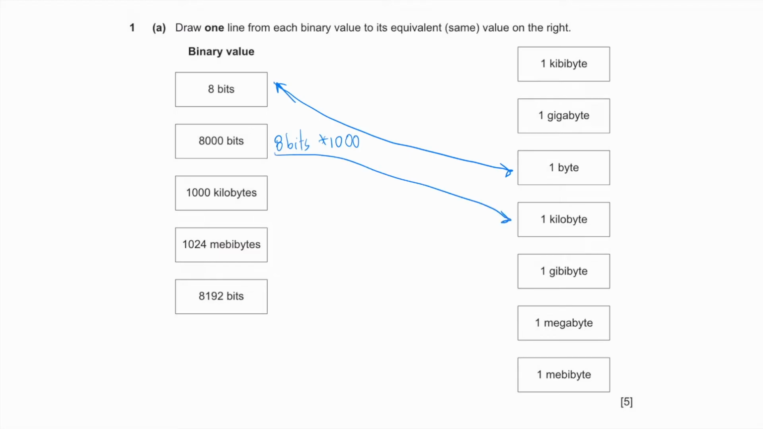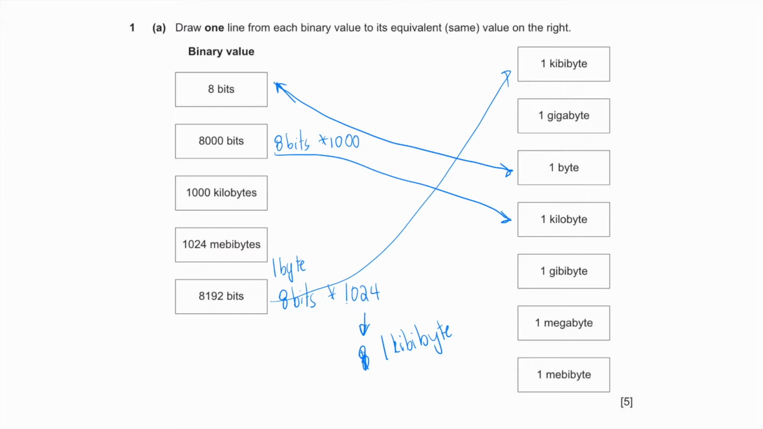Similarly, right here we have 8192 bits, which represents 8 times 1024. So if we're talking about 8 bits times 1024, all of this together is going to end up being 1024 bytes, or 1 kibibyte. So 8 bits is 1 byte, and we're going to have 1024 of them. So we're talking about 1 kibibyte right here. So this one's going to match up to this one right here.